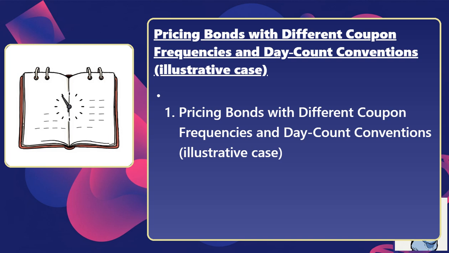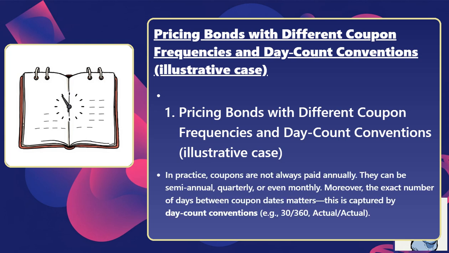3. Pricing bonds with different coupon frequencies and day count conventions, illustrative case. In practice, coupons are not always paid annually. They can be semi-annual, quarterly, or even monthly. Moreover, the exact number of days between coupon dates matters. This is captured by day count conventions, for example, 30/360, actual over actual.